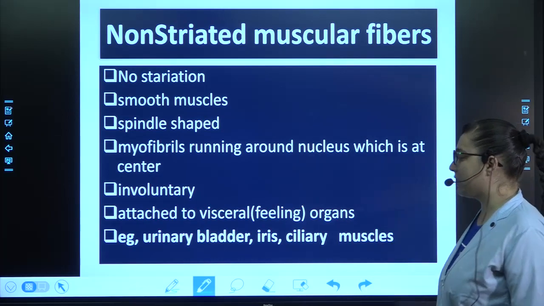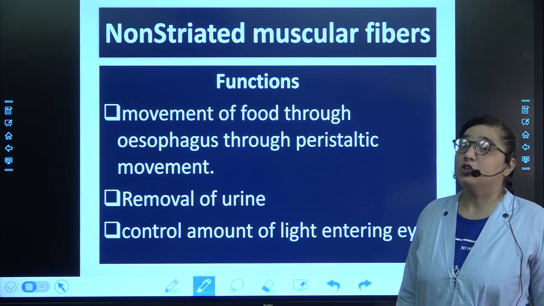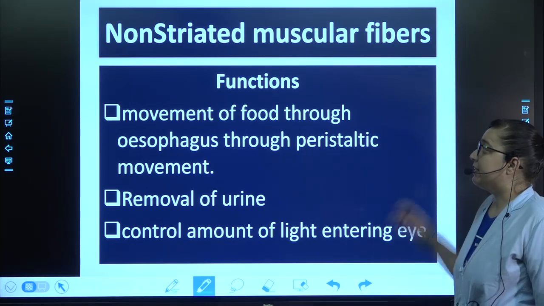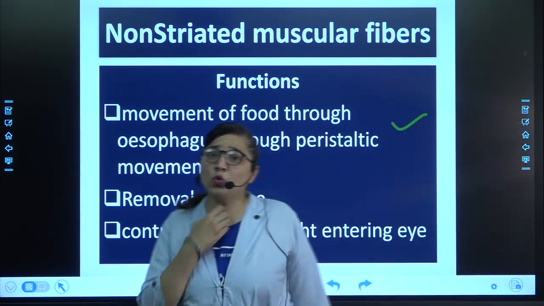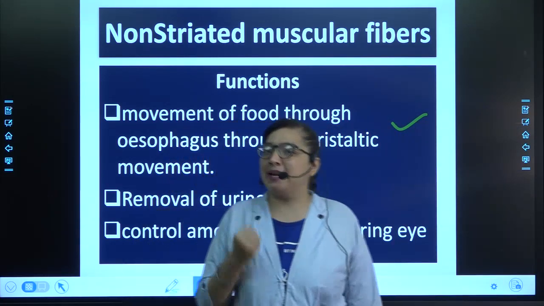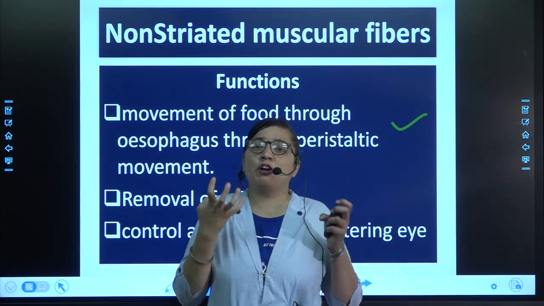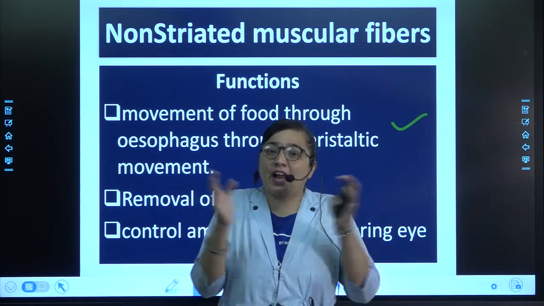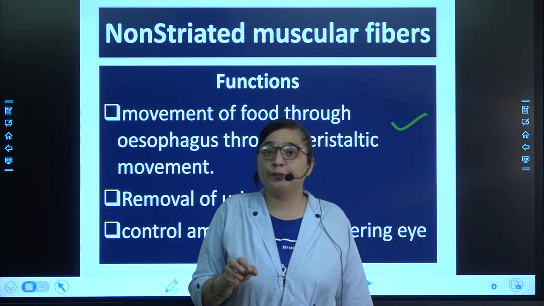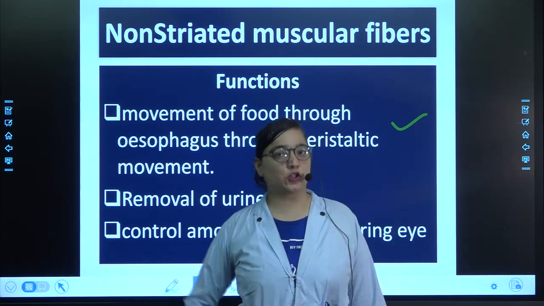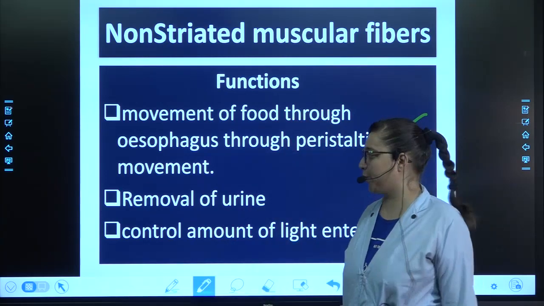Now let's have a look at its function. These are the functions of the smooth muscular tissue. They help in the movement of food through the esophagus through one type of motion which is called peristaltic motion. Now what is this peristaltic motion? There is contraction and relaxation, contraction, relaxation, that is helping the food to get swallowed and move through the esophagus. So that is because of this smooth muscular tissue.